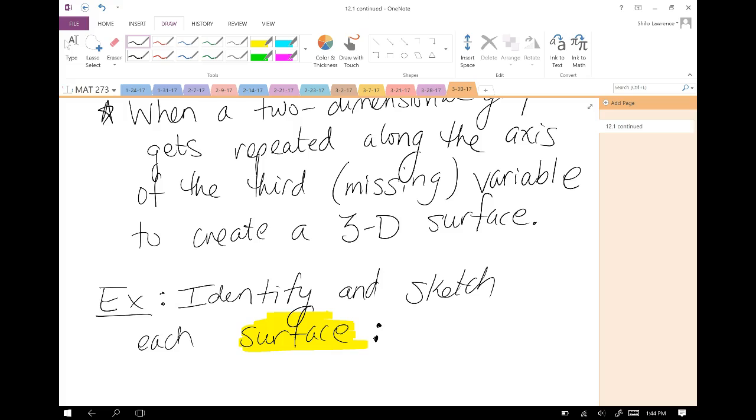So in these next few examples, we want to identify and sketch each surface. So even though you're only going to see two variables in the equation, these are surfaces. These are three-dimensional surfaces. Okay?